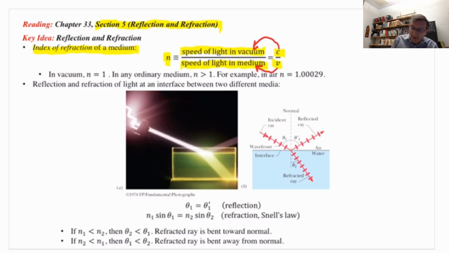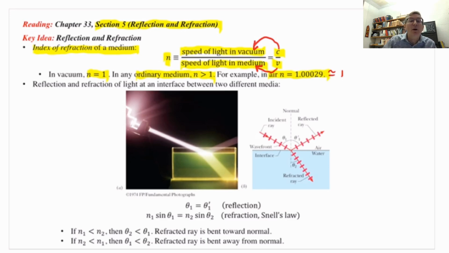Now, by definition, for a vacuum, n is exactly 1 because it's c over c. But for any ordinary medium, n is greater than 1. Now, it may not be much greater than 1. For example, in air, the index of refraction is 1.00029. That's so close to 1 that we will approximate it to be 1. But for water, you might find that the index of refraction is 1.33. So you can think about how much that means the speed of light is slowed down in water compared to its speed in vacuum.